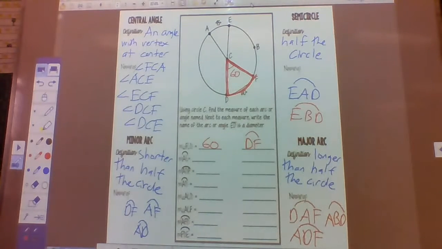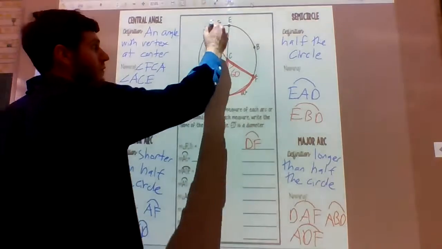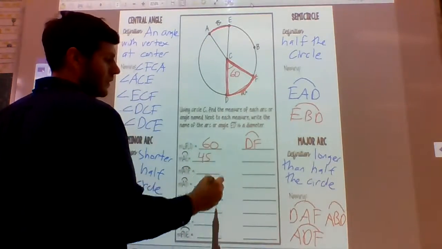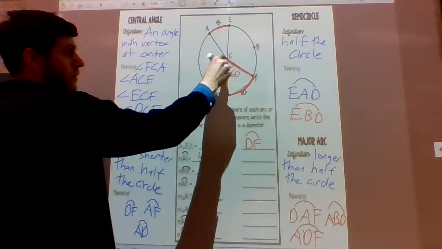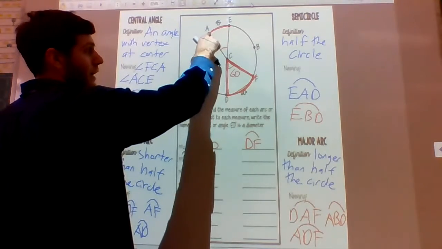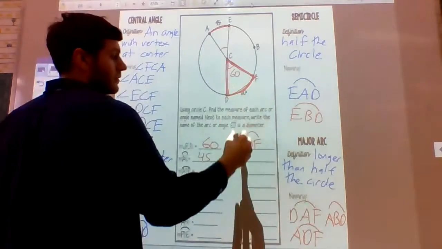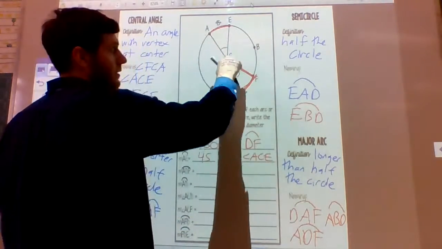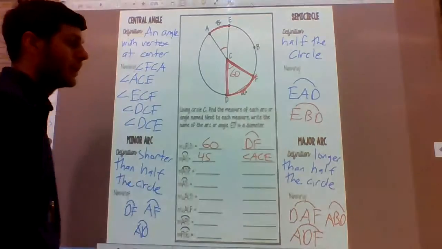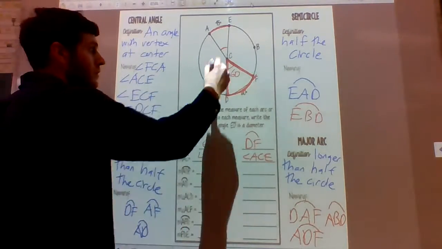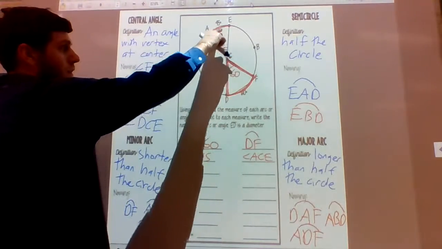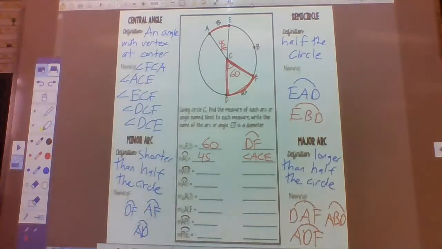Second one's asking for the measure of arc AE, so it's already given for us. It's 45. And the associated central angle is going to be this one here, which is going to be angle ACE. Angle ACE, this angle right here. And we know the measure of that angle is also going to be 45 degrees, because the measure of the central angle is going to equal the measure of the arc.